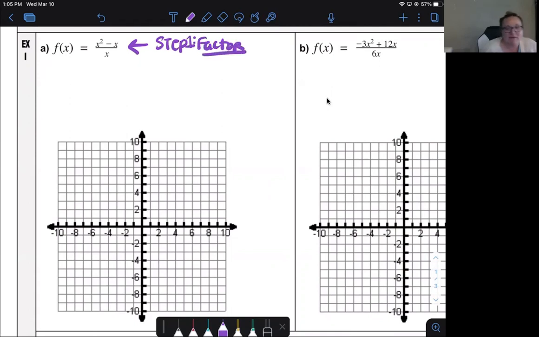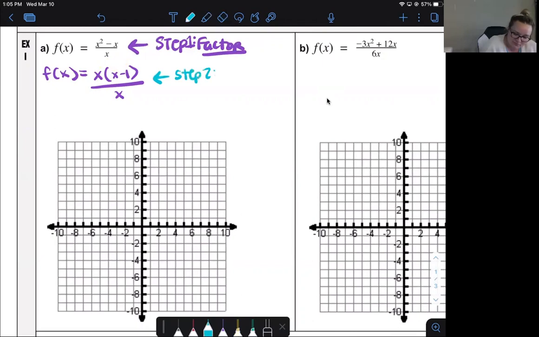So step 1, factor. So we have f of x is equal to x squared minus x, which has a GCF of x. And if I factor that out, I'm left with x minus 1. And I can check that because x times x is x squared. X times negative 1 is negative x. Now, something really nice is about to happen.